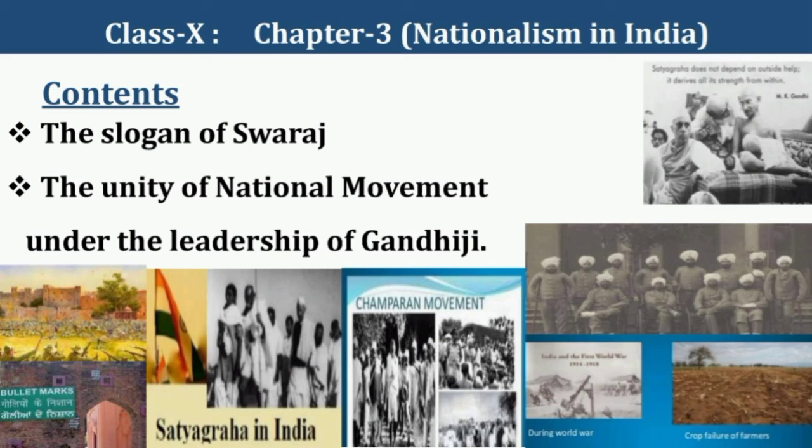So now after this we are going to study in detail what the different strands within the movement were. Different strands within the movement means how the people reacted to the non cooperation movement in the towns, in the countryside, and how various other categories of people reacted to the national movement.